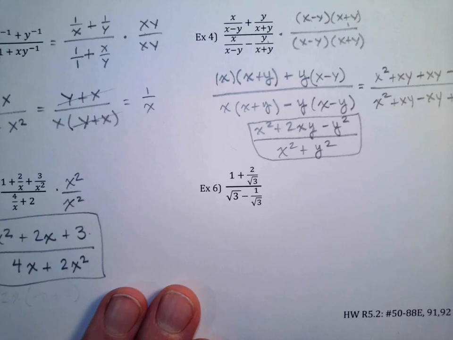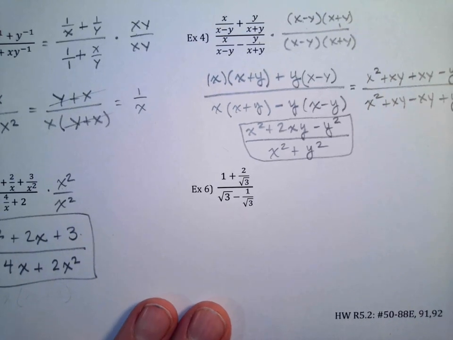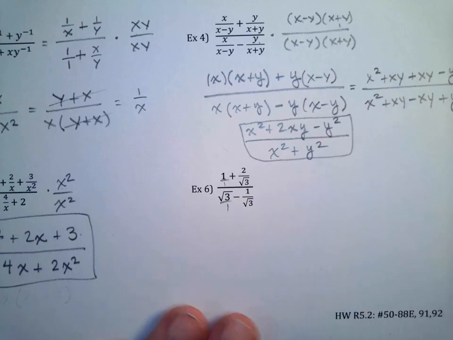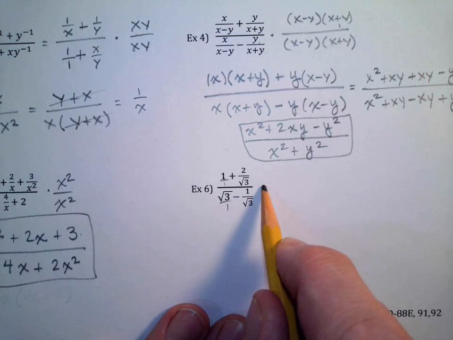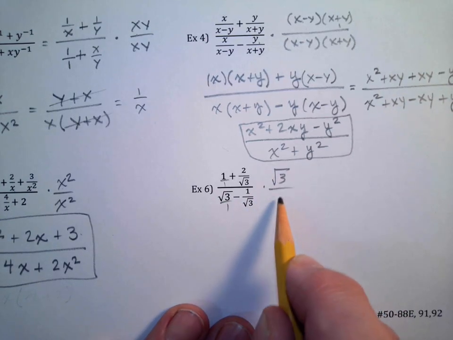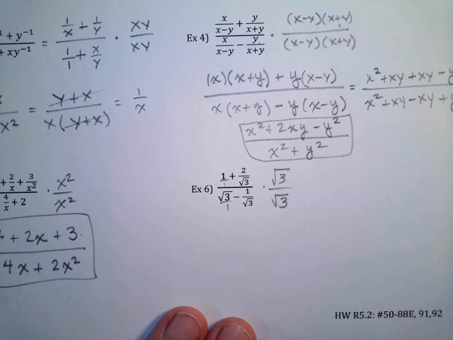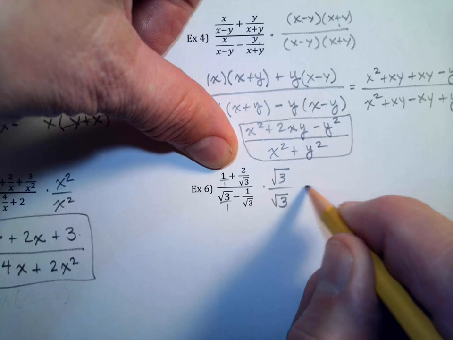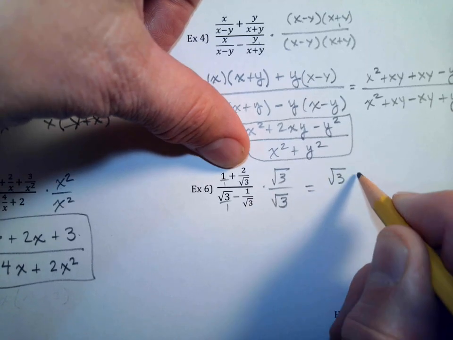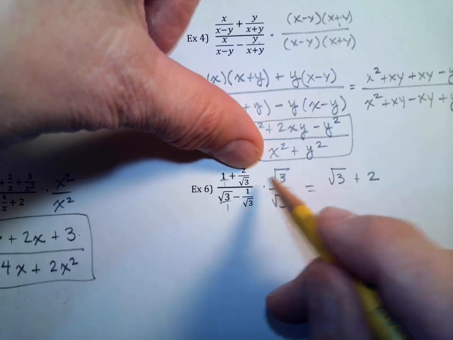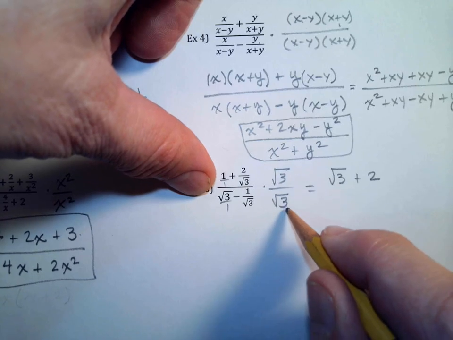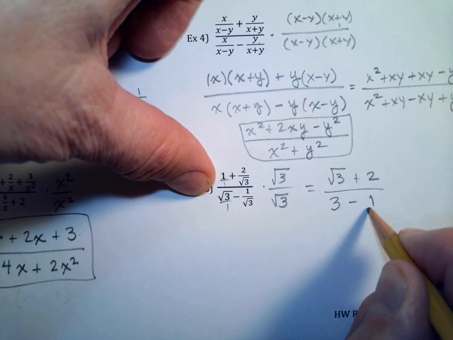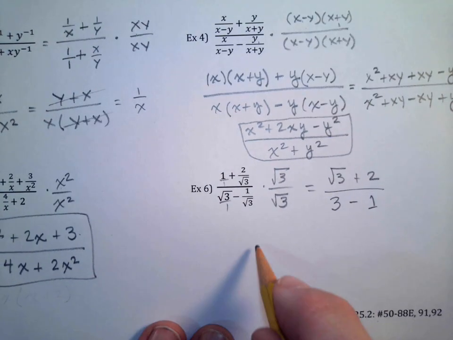All right, last one. Think about the LCD there. If it helps, think about this is over 1 and this is over 1. So clearly, I think you can see it's the square root of 3 divided by the square root of 3. It's going to be the best way to do that. When I multiply this by that, we get the square root of 3 plus 2. The square roots of 3 are going to cancel there. Here we get 3 minus 1. And then we just want to simplify that.